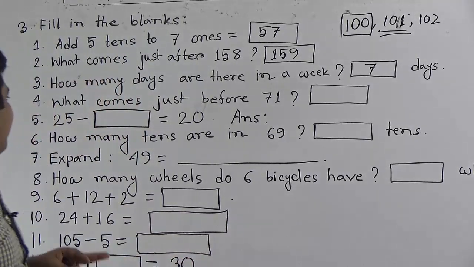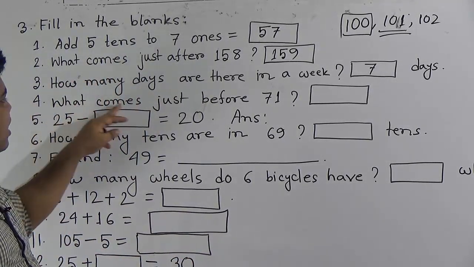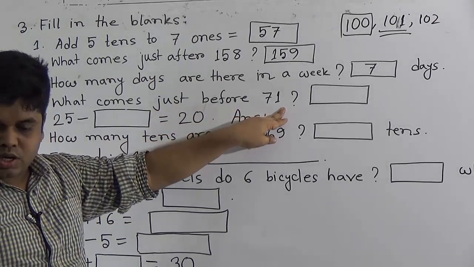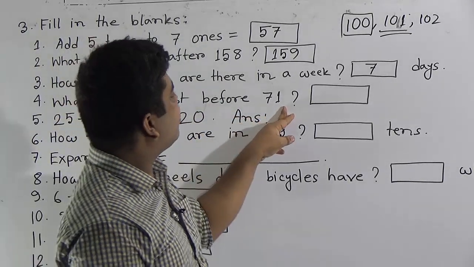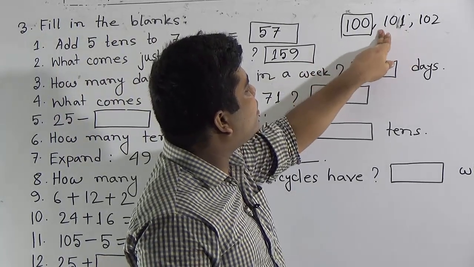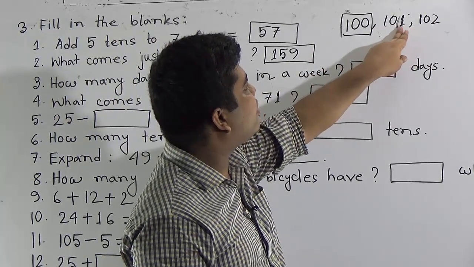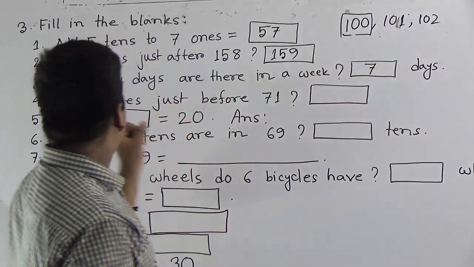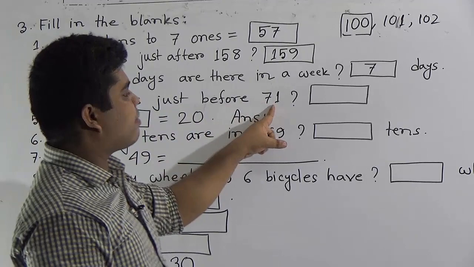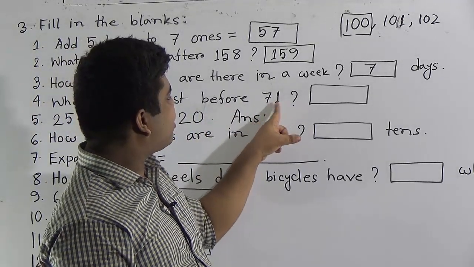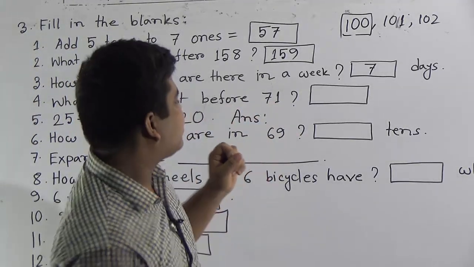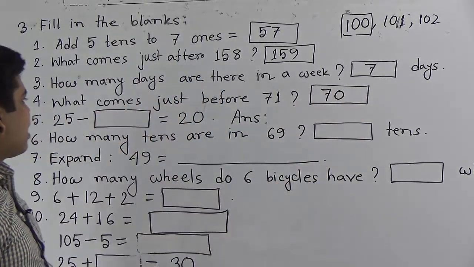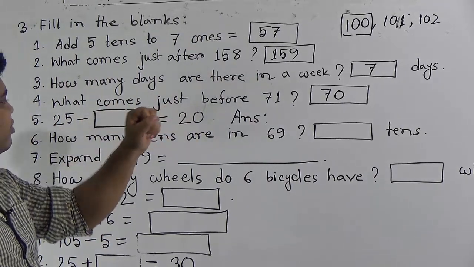Our next question is what comes just before 71? My dear students, we gave an example. What is the before number of 101? The before number of 101 is 100. Just like this, what comes just before 71? The before number of 71 is 70. So we write here 70. I hope you understood this type of question.